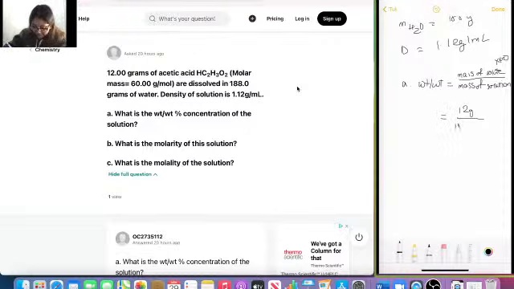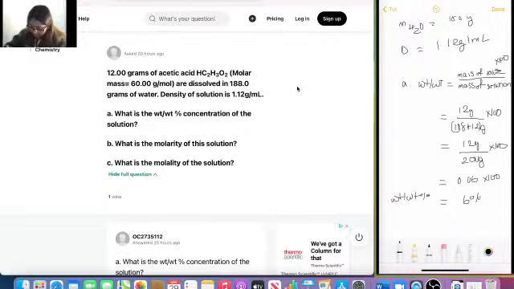That would be basically 188 plus 12 grams. And so we have here 12 grams over 188 plus 12, which is 200 grams, and you multiply this whole thing by 100. We get 0.06, and you multiply this by 100, and you get 6%. So your weight to weight percentage is 6%.